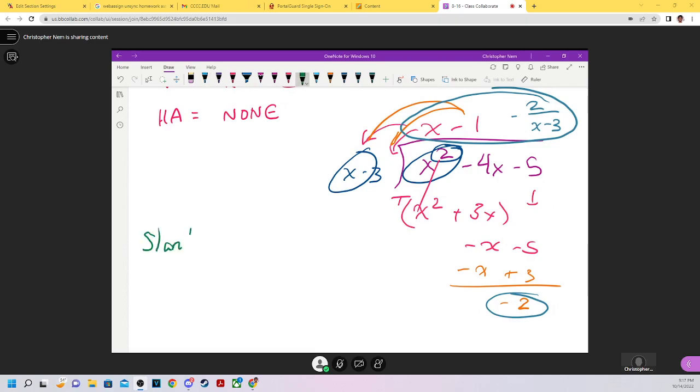Slant asymptote is at, oops, not y equals x minus 3, I'm sorry. Y equals x minus 1. That's where our slant asymptote is located. The remainder doesn't really have to do anything with our asymptote, thankfully. It just tells us that, hey, when I graph it out, it's actually going to have an asymptote. If it divided out cleanly, that's a different story.